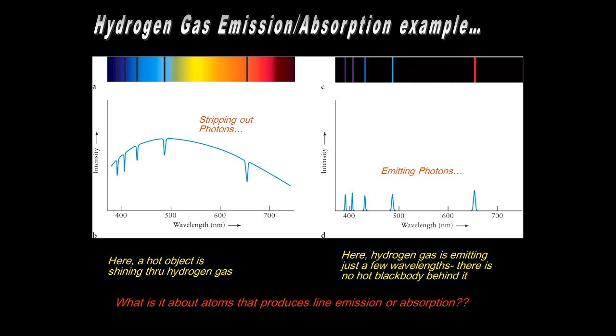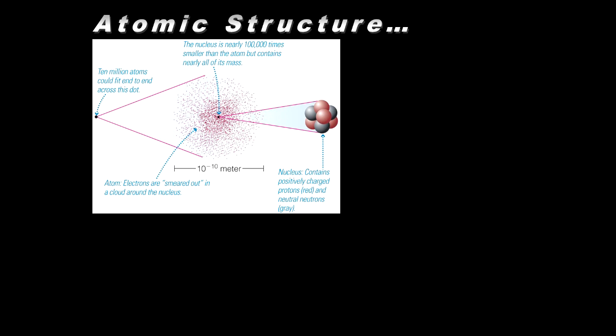So what is it about atoms that produce line emission or absorption? Let's check that out. Just a brief overview of atomic structure. Here we see an atom represented, and there's the nucleus and the electron cloud. 10 million atoms could fit across this little dot over here.